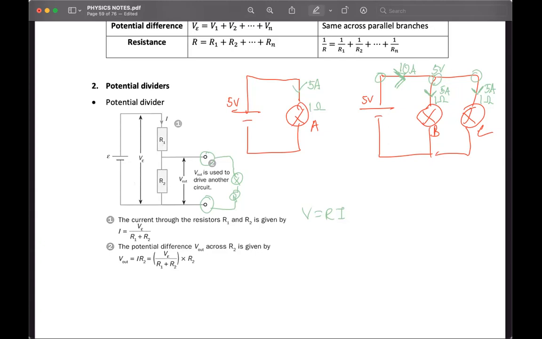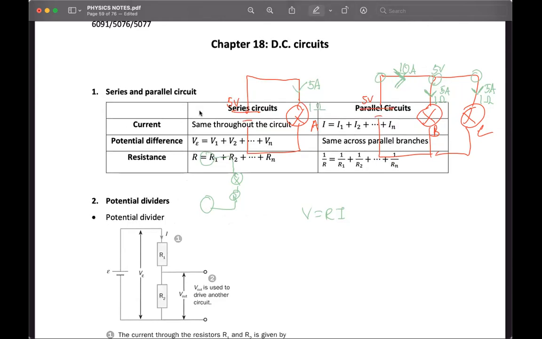Just like this example here, I can put 2 or 3 bulbs in parallel. They'll still have the same brightness. So if I have a V out here, there will still be the same current going to R2, but there will be more current going through here. You'll be drawing more current from the battery. Yiting, does my explanation make sense? Did I answer your question?